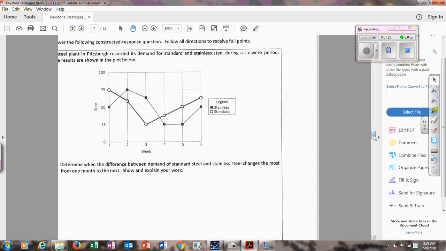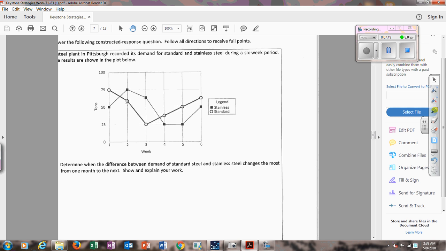Okay, a steel plant in Pittsburgh recorded its demand for standard and stainless steel during a 6-week period. Results are shown in the plot below. Determine when the difference between the demand of standard steel and stainless steel changes the most from one week to the next. So basically, you're looking for the largest change. It should be 1 week to the next.